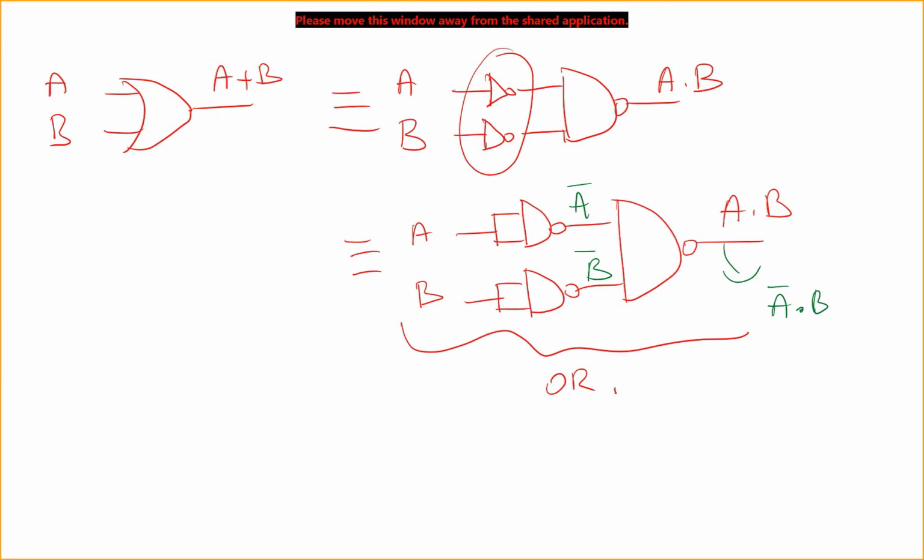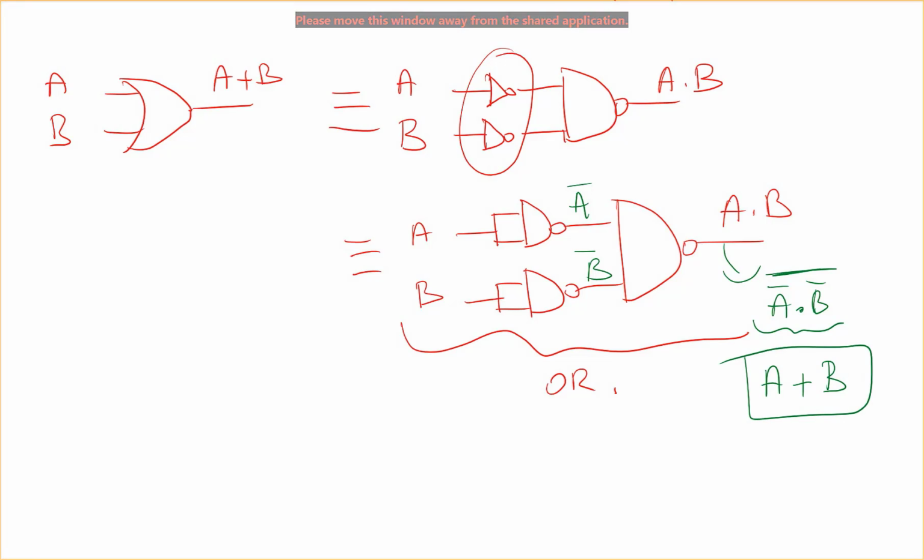A naught and B naught, and naught of it. So basically, if I use De Morgan's rule, this will give me A or B. So this is correct, and we use this De Morgan rule to prove this is an OR gate.